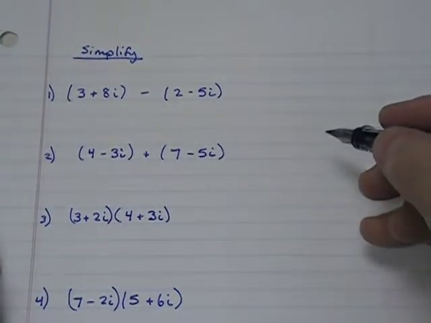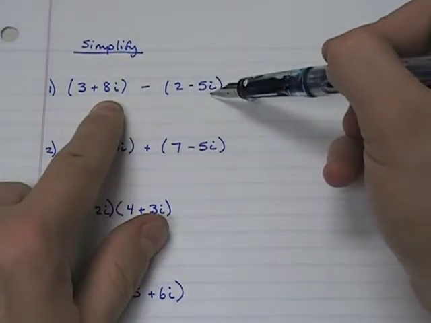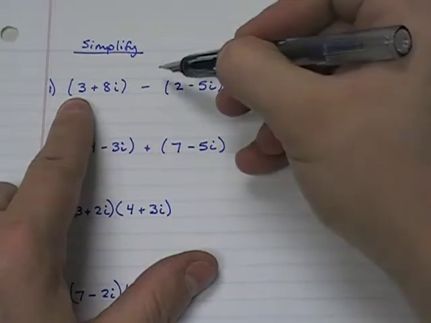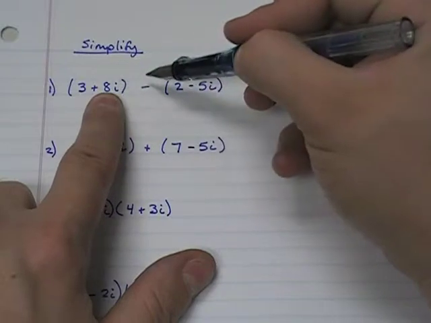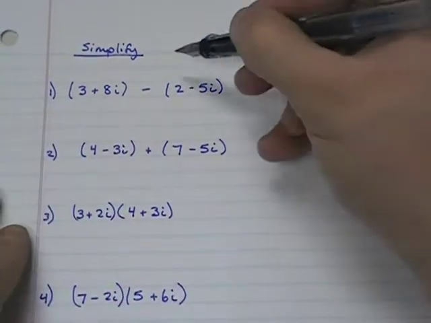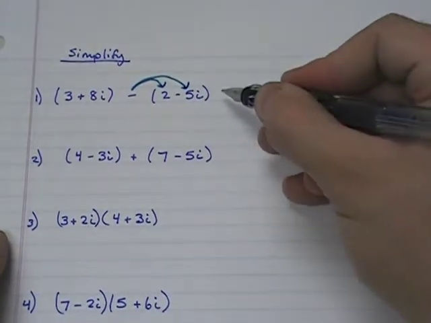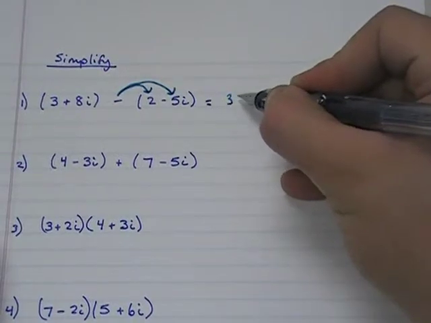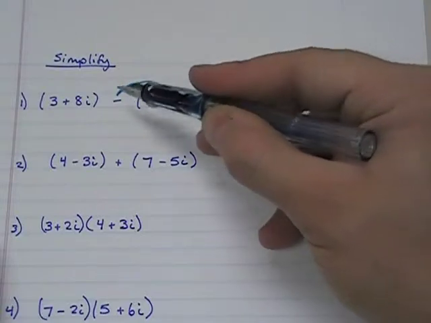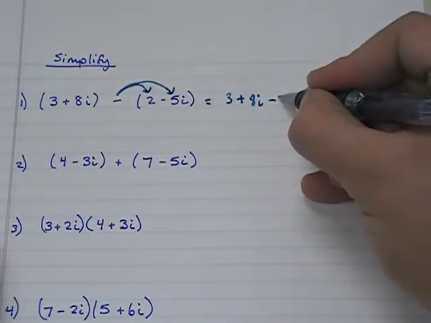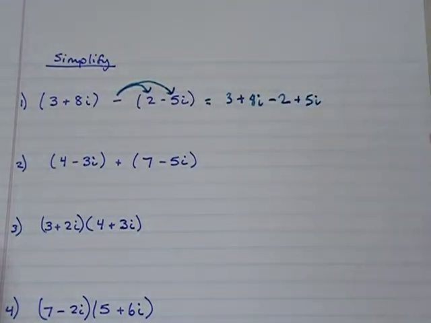Now, there's a real simple trick to these, which is to combine the real parts and the imaginary parts. Well, the big deal here is we're saying 3 minus 2, and we're saying 8 minus negative 5. And so what I like to do is distribute this negative and rewrite this problem. And I get 3 plus 8i, and negative 1 times 2 is minus 2, and negative times negative makes positive 5i.